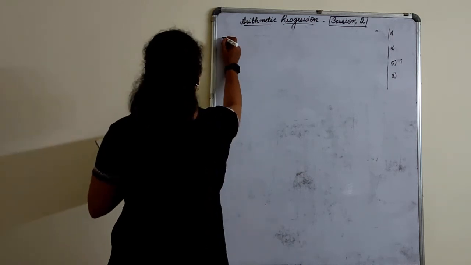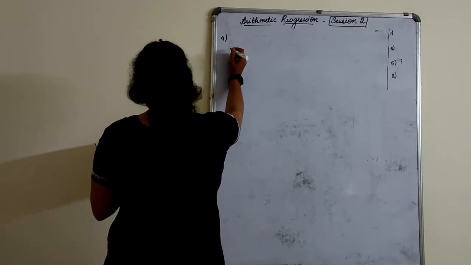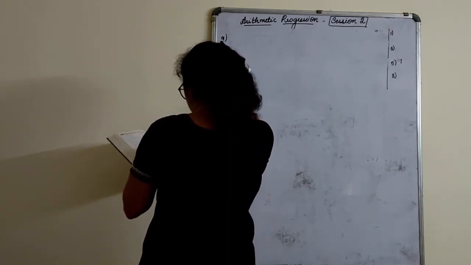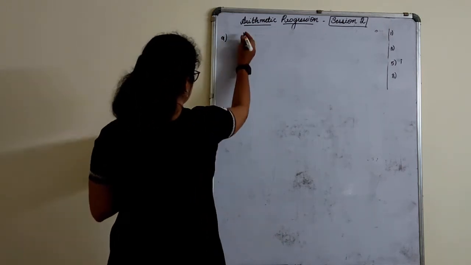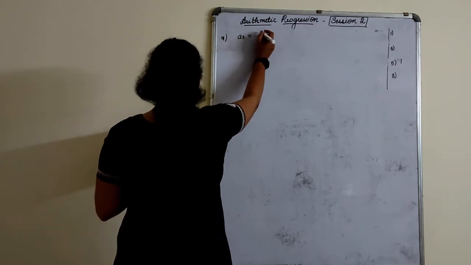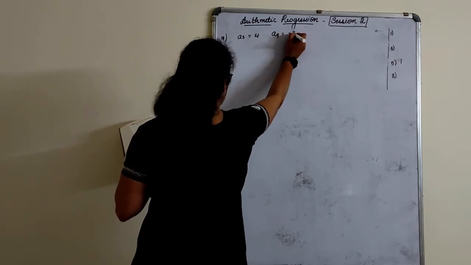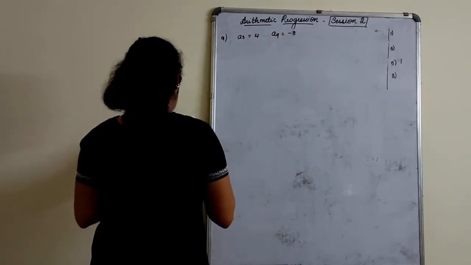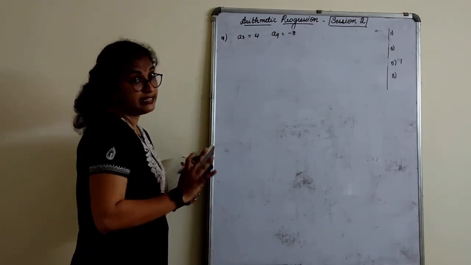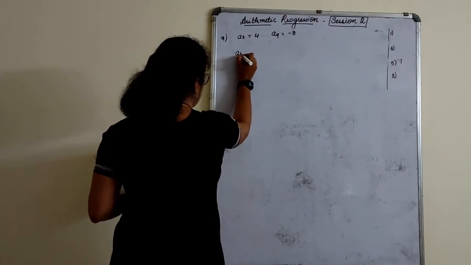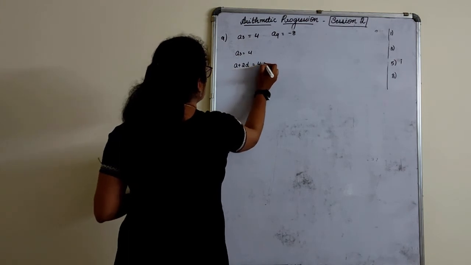Ninth one. If the third and ninth terms of an AP are 4 and minus 8 respectively, which term of the AP is 0? Okay, if the third and ninth terms, that is A3 is 4 and the ninth term of an AP is minus 8, which term of the AP is 0? Okay. First, let us find with respect to this what our A and D are. Okay. So, A3 is equal to 4. A plus 2D is equal to 4.